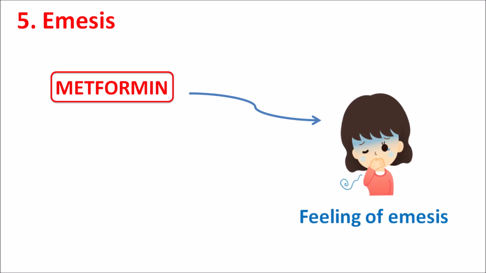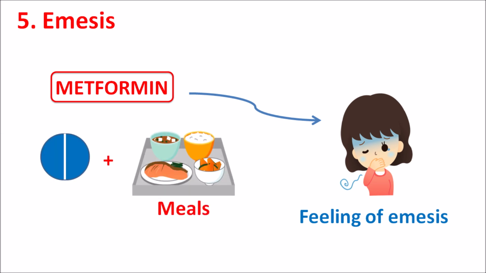Fifth one is the emesis. Just like many of the drugs, Metformin can increase the feeling of emesis. Nausea and vomiting is one of the important side effects that can be observed with Metformin. In order to reduce the emesis and gastrointestinal side effects, Metformin can be given along with the meals, and this can reduce some feeling of emesis, nausea and vomiting. If it is taken on an empty stomach, the severity of nausea and vomiting may be increased. So metformin should be taken along with the meals.